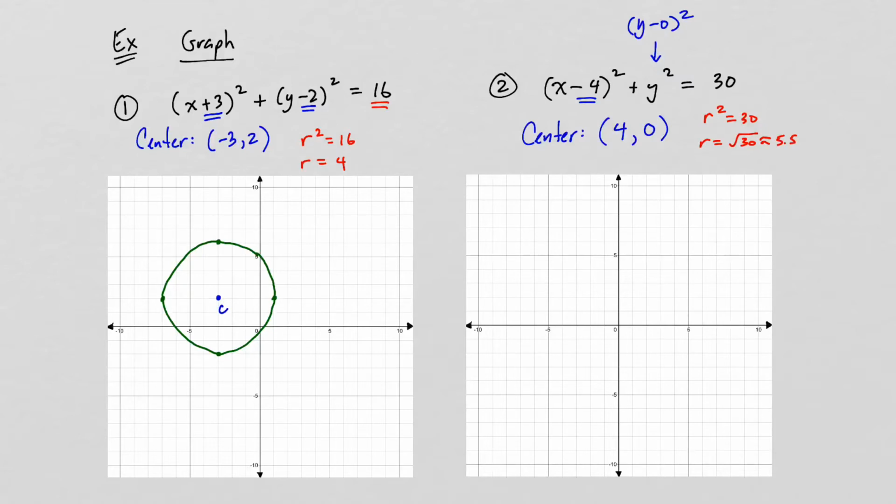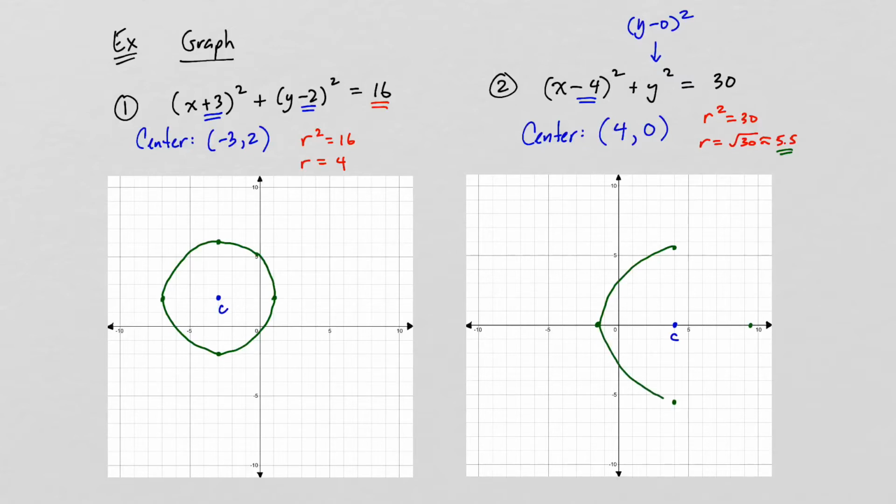So again, to graph this circle, first thing we're going to do is we're going to graph the center of the circle, which is at x equals +4, y equals 0. And then from that point, we will graph 4 points that are 5.5 units away from that center. So again, we use the radius value here. We're going to go 5.5 units up, 5.5 units down, 5.5 units to the right, and 5.5 units to the left. And then we'll just sketch the best circle that we can.